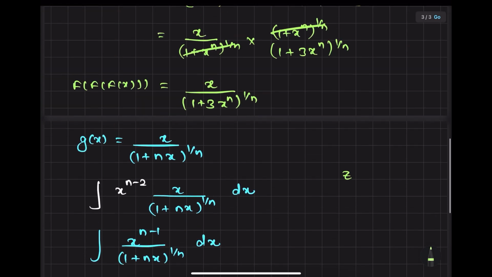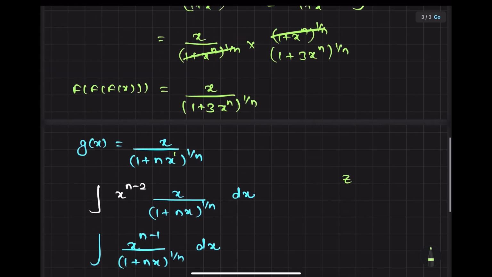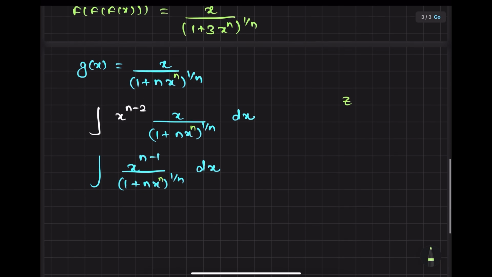I think we did some mistake. Here we missed n. Okay. So in this ugly part, which thing do you find to be more ugly? Obviously it is the denominator thing. So for time being, can I take the whole thing as z? So I will be taking 1 plus n x power n as z.